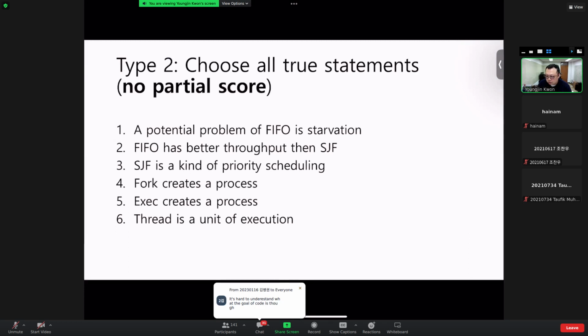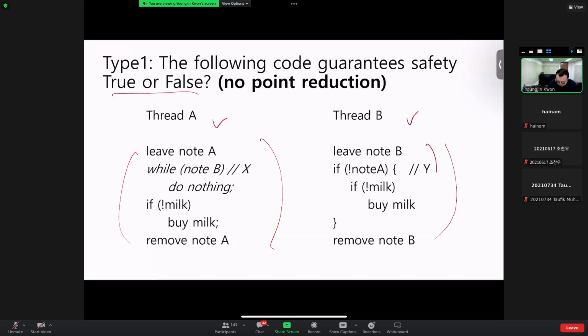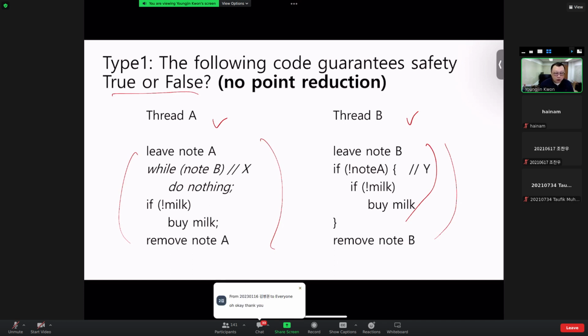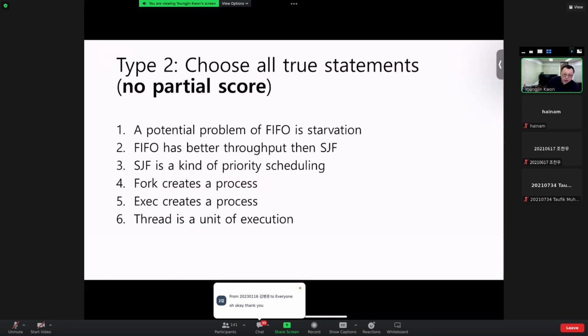It's hard to understand what the goal of the code is, though. Yeah. Okay. So this one is kind of the code for the old lecture. So we never use these examples. Obviously, I can give this kind of example, but this is kind of the too much milk problem. I taught it in the previous old slides, but don't care about that. This is just one example.